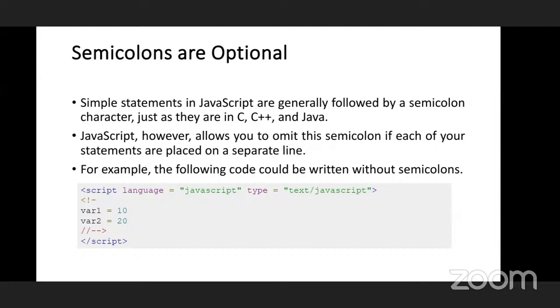See the sample program. What you have here: script language JavaScript type text slash JavaScript. That is a compulsory statement in any JavaScript code. Within the body, observe this variable, var one. That is my variable name. Variable one assignment 10. Here we are not writing a semicolon at the end of the 10. Variable one assignment 10 without semicolon. In the second statement also, variable two assignment 20 without semicolon. This is also valid. Without semicolon also we can write the statement.